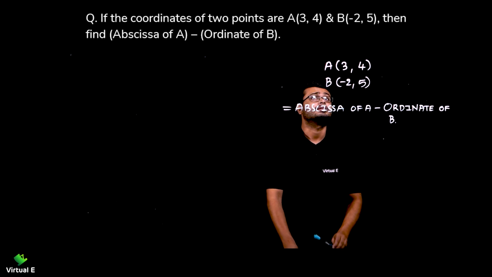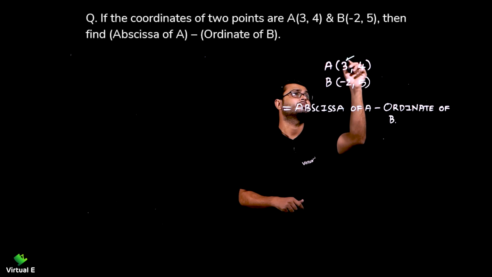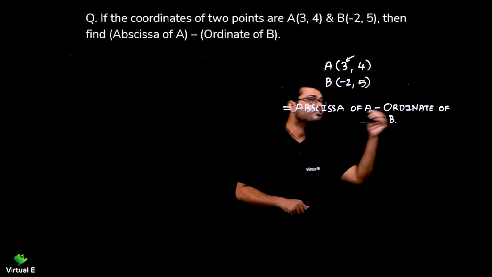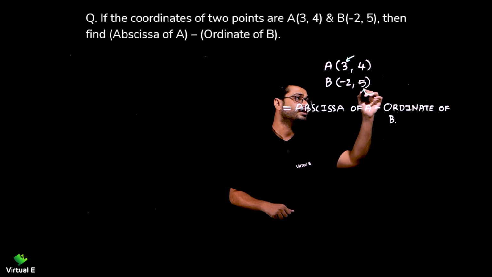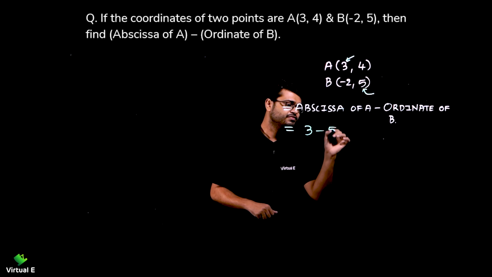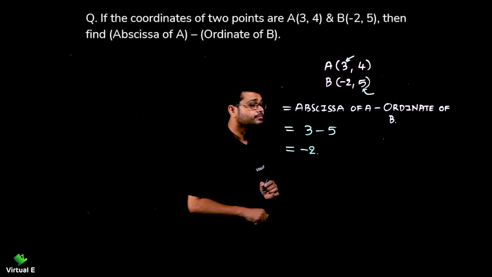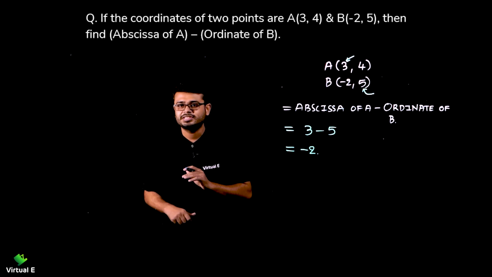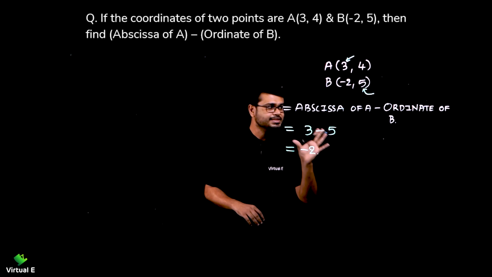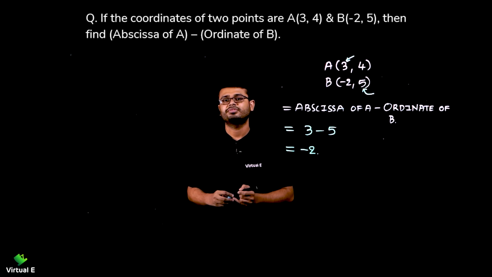So let's start. First of all, abscissa of A, that is the x-coordinate, and ordinate of B, that is the y-coordinate. So 3 minus 5 is equal to -2. So this is the answer. Very simple question, right? We just need to have knowledge of the names of the x-axis and y-axis coordinates, that is abscissa and ordinate. Let's move to the next questions.